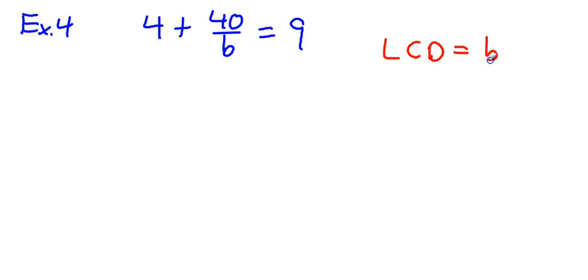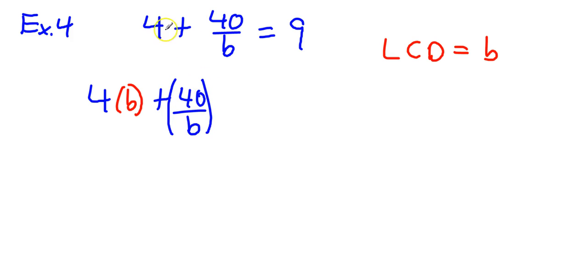So when you find your least common denominator, if that's the only one, that's got to be your least common denominator. So now we're going to multiply everything by b instead of 2 or 6 or 4, whatever it was we were doing in the earlier problems. So we're going to take the original problem we've got. We're going to take the 4, and we're going to multiply it by b. We're going to do the plus 40 over b. Multiply it by b.